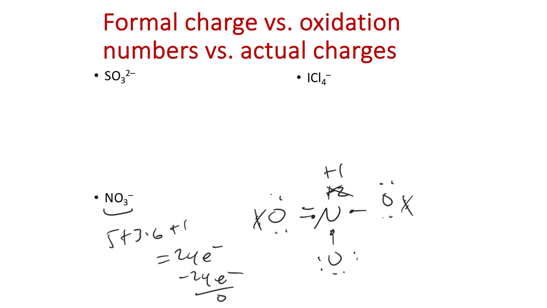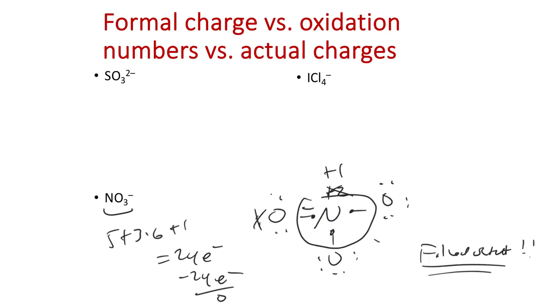Now, what about this? What's bad about that? Why do we not do that? Nitrogen's in the 2nd row. We can't expand the octet of 2nd row atoms. So for the 2nd row, we have to keep the octet filled. So here, the filled octet is good. So we stop at that filled octet. We can't expand the octet of a 2nd row atom.